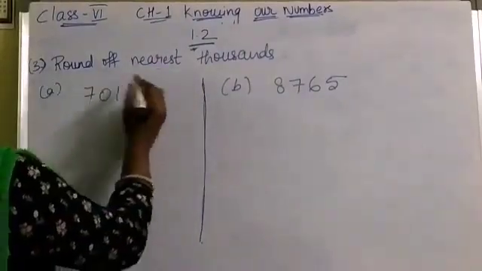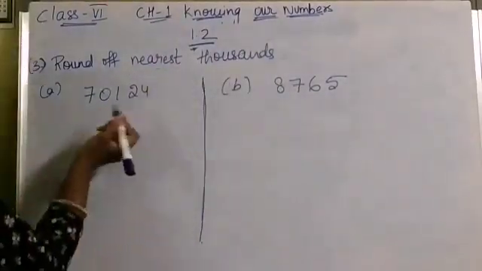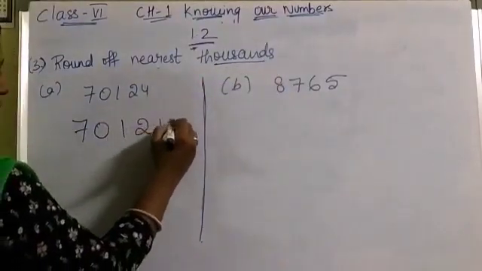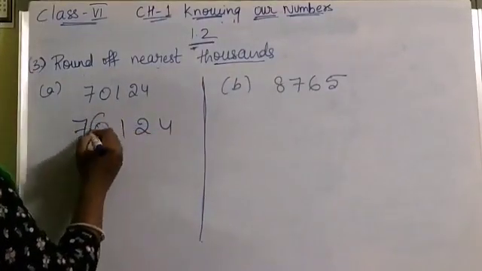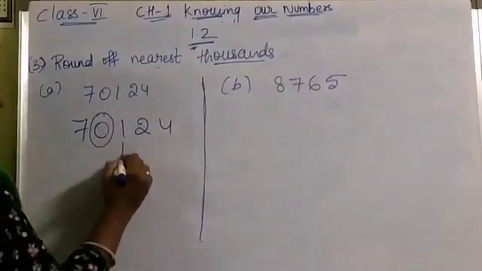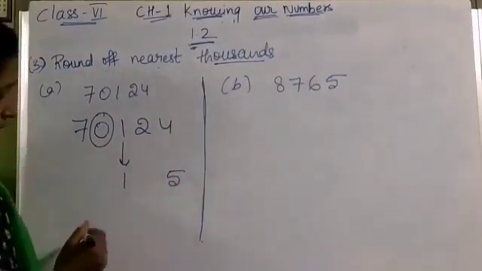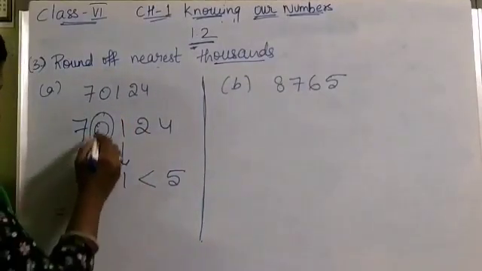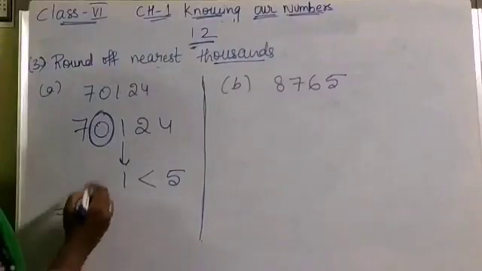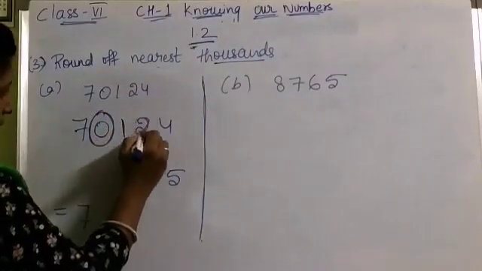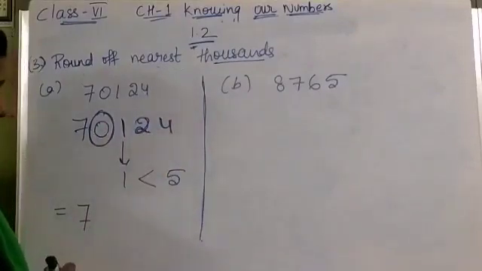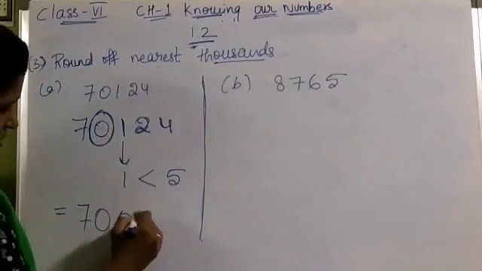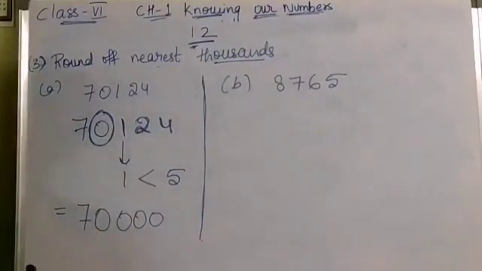Next third one, third bit, round off nearest to thousands. The same method we should follow here. Thousands means 7, 0, 1, 2, 4. In this ones, tens, hundreds, this is a thousands place. Round it off. And what is the next number? 1. 1 you compare with 5. So 1 is less than 5. So no need to add any number. Just you write 7. Before round off numbers, as it is numbers you should write. After round off numbers you should write how many digits are there. That many zeros in the answer. 7, 0. How many digits are there here? 3 digits. So 70,000 is the answer.